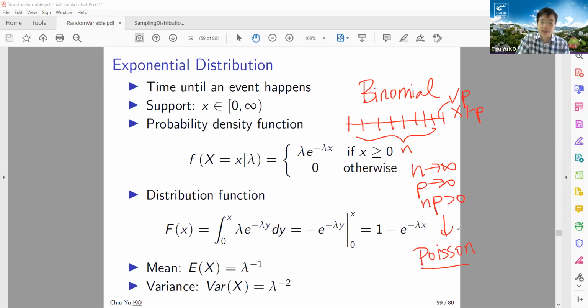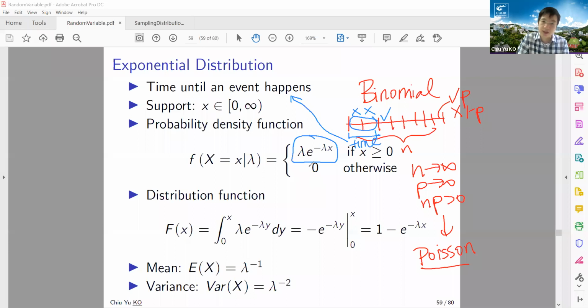And the Poisson asks how many times things happen in a period of time. We learned last class about the time until an event happens, if there is no event yet, and what the time is until it happens. That will be exponential. And that's why you can see this is somewhat related to the exponential. Why it is related to the exponential is out of the scope of our class.